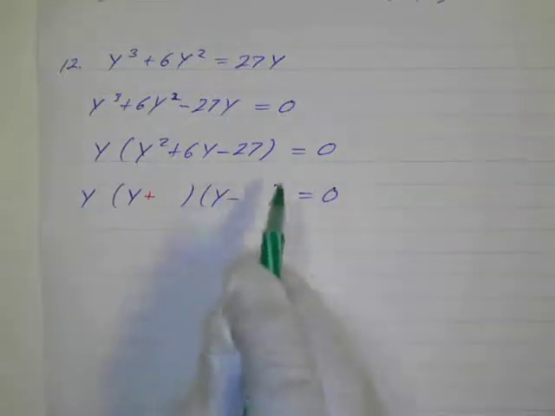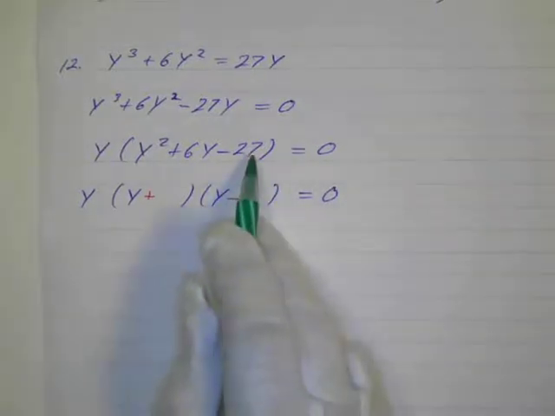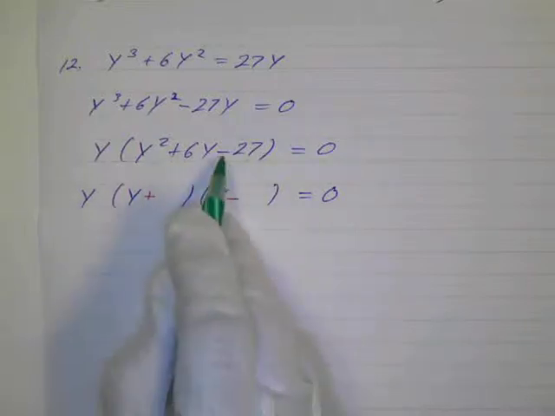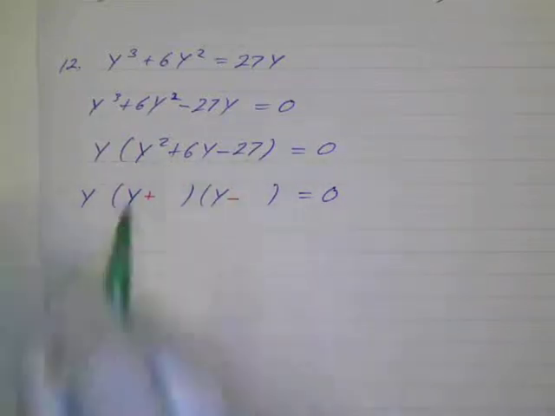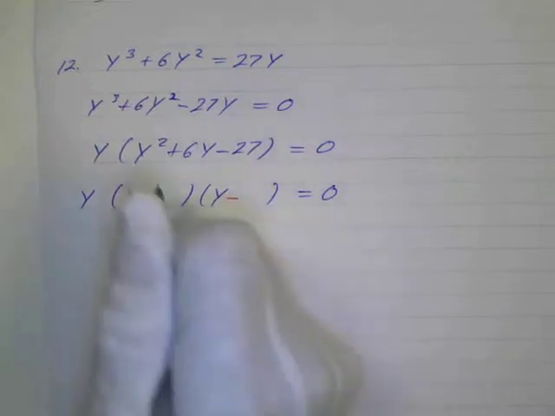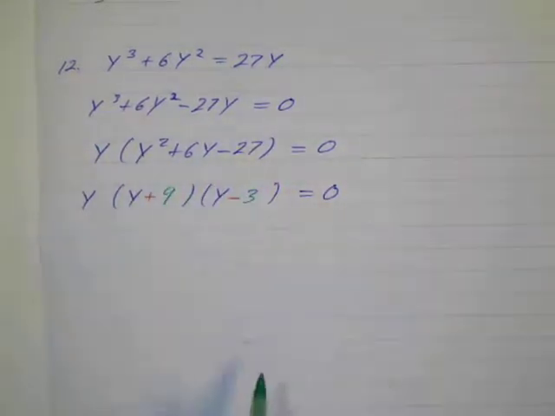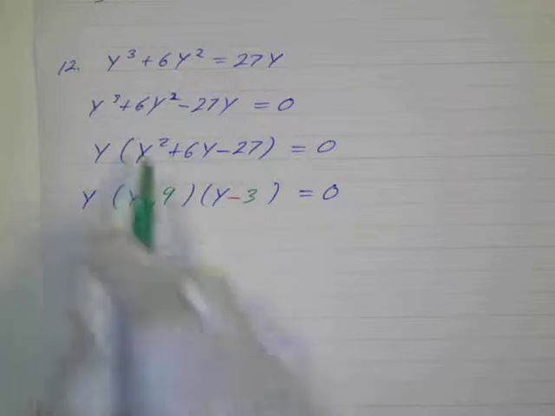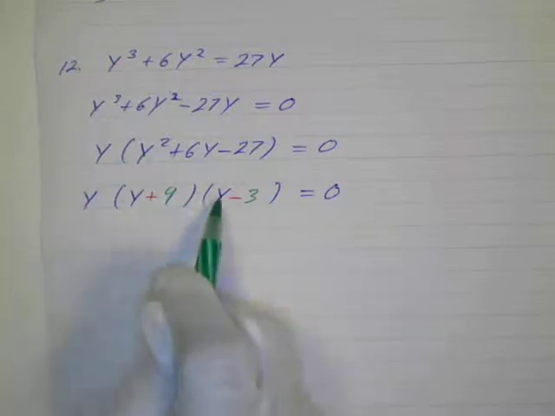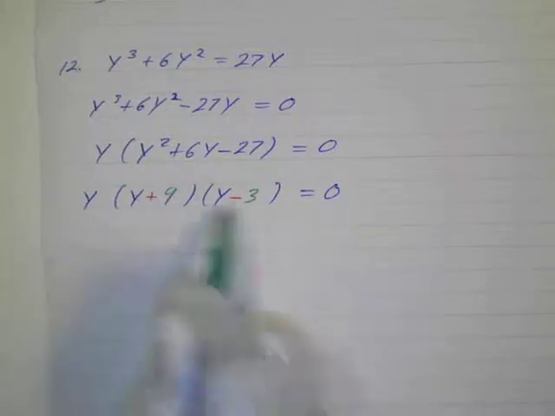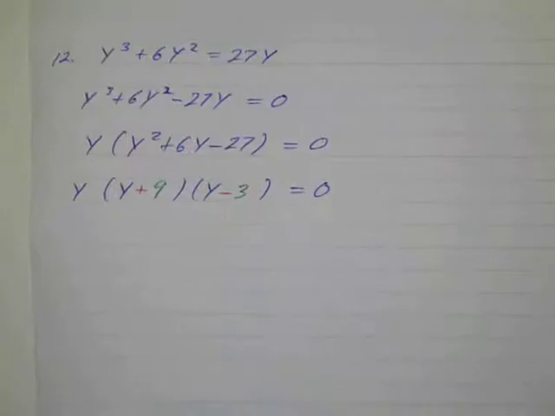And I need two numbers that multiply to give 27. And remember, the signs are different, so they differ by 6. And that looks like that's going to be 9 times 3. And you can always check that. Y times y is y squared, and then we got 9y minus 3y is 6y, and then negative 27. So you can FOIL it out real fast. So those are your possibilities.